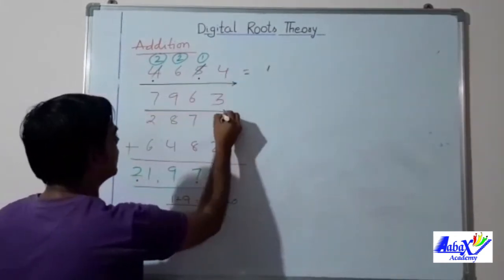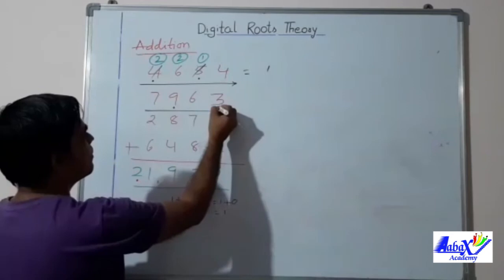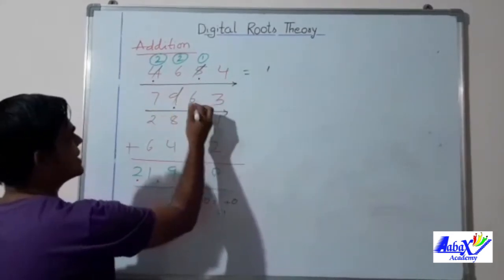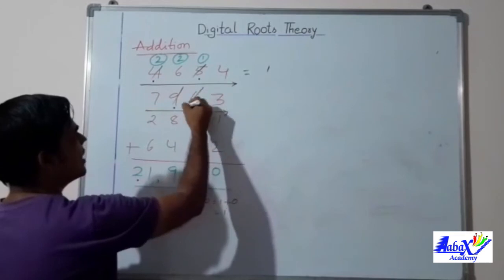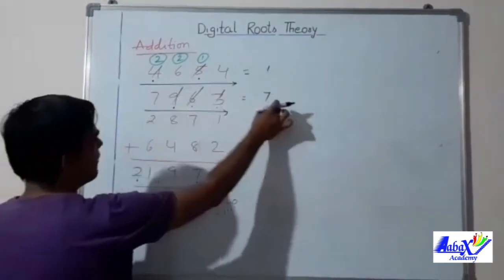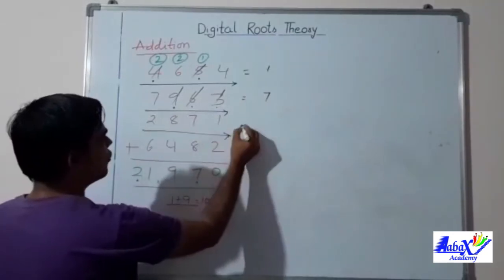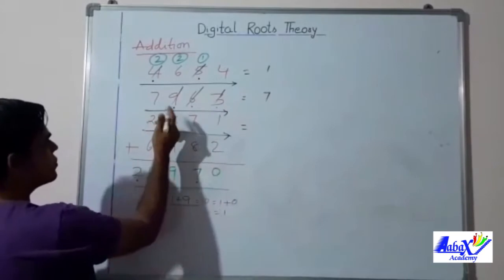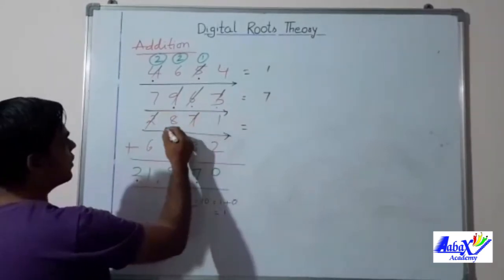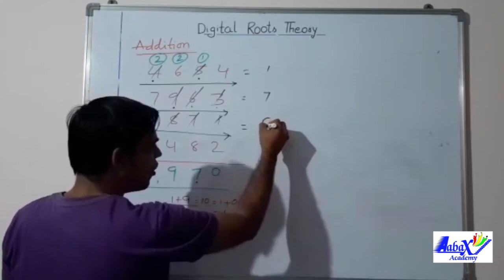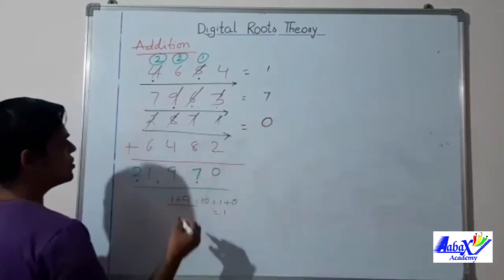Now this line's digital root. Here 9 cancelled, vanished out. 6 plus 3 cancelled. Here also we got the digital root, left is 7. In this line we need to follow: 8 plus 1, 9, 7 plus 2, 9, so 7, 2 cancelled, 8, 1 cancelled. Here we got digital root, everything is cancelled, so 0.